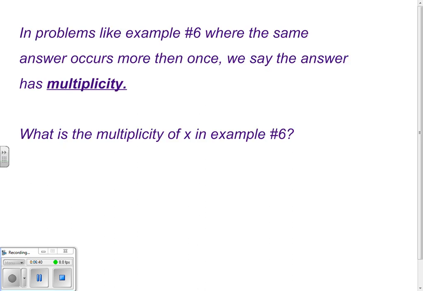That fact that they're both positive 5 is called a multiplicity. So if they say multiplicity, it just means how many times it occurs. So a multiplicity is how many times it occurs. The multiplicity of that x in number 6 is 2. So we would say x equals 5 with multiplicity of 2. It means it occurs twice, like twins. X equals 5 with a multiplicity of 2.